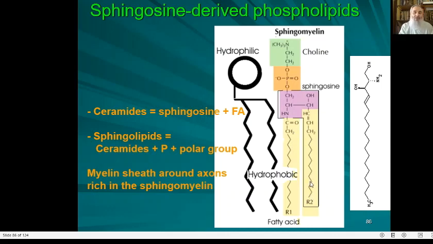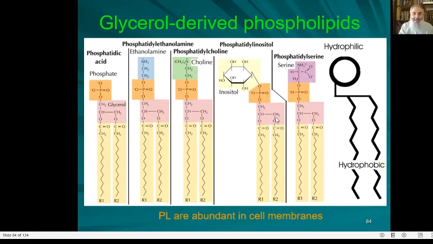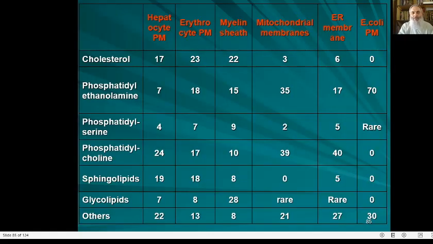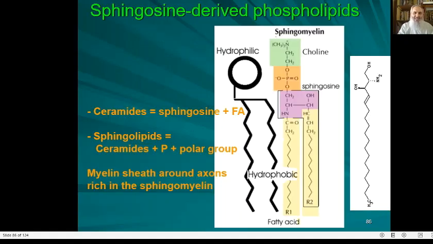The sphingosine-derived phospholipids are abundant in the brain, for instance in the myelin sheath, sphingomyelin. Sphingomyelin is rich in sphingosine-derived phospholipid. The main difference between sphingosine-derived phospholipids and glycerol-derived phospholipids is a difference in terms of stability. Here we have amide bonds that are much more stable than the ester bonds that occur in glycerol-derived phospholipids. This is a detail. You will not be asked any question about this point, about the stability of the bond, about the difference in terms of stability.